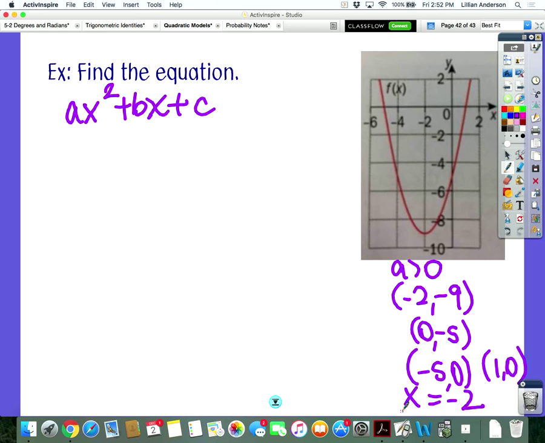Okay? Now, when it's in standard form, what does the c represent? The y-intercept. So we already know that's -5. So already we have found 1/3 of our equation. The c is -5 because that's always where the graph crosses the y-axis. So we can use that. Okay? Now to find a and b, we already know a has to be positive, and we do have to find b. And it's going to involve a little bit of thought here.